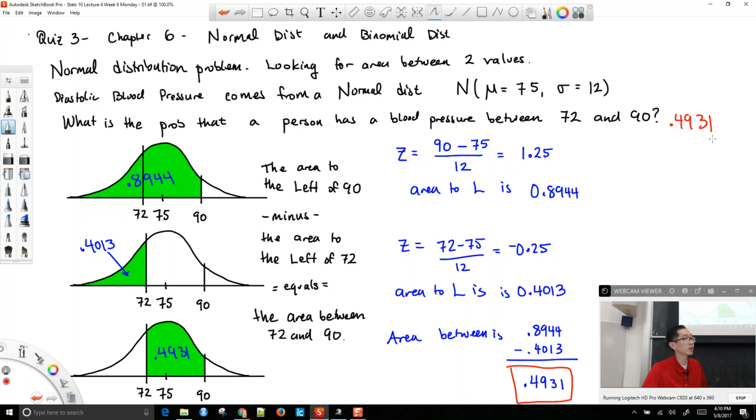Yeah, question. Do we leave it in decimal form, or do we then write it like 50%? Well, you can leave it in decimal form. Okay. I mean, if it asks what percentage, then you would probably say 49.31%, and that's probably fine. Another question?